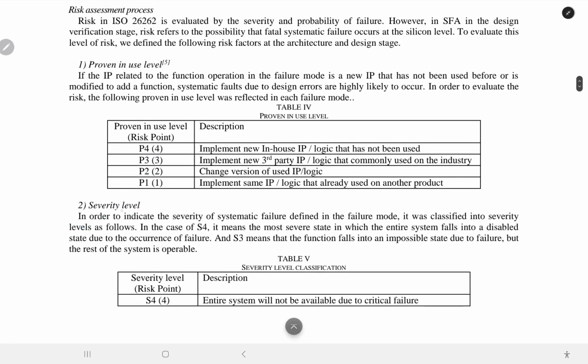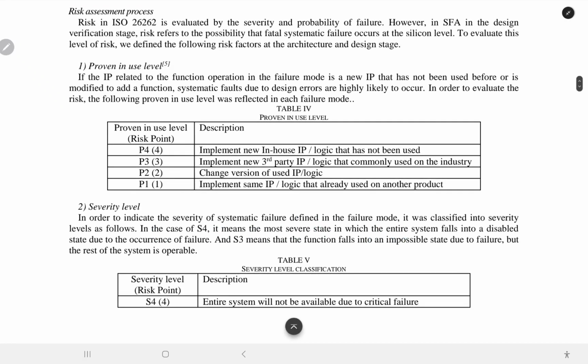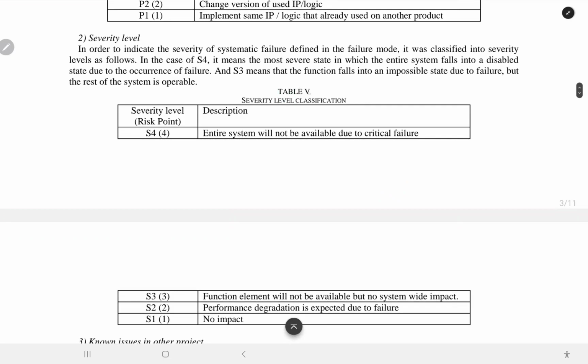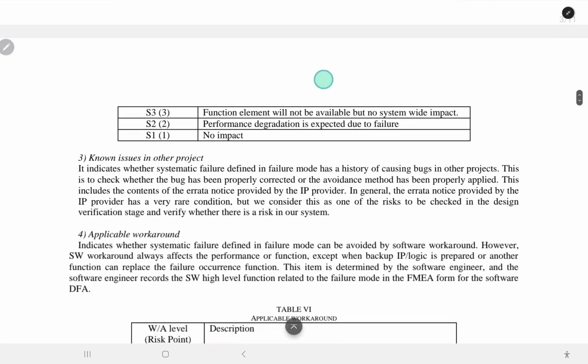2. Severity level. In order to indicate the severity of systematic failure defined in the failure mode, it was classified into severity levels as follows. In the case of S4, it means the most severe state in which the entire system falls into the disabled state due to the occurrence of the failure. And S3 means that the function fails into an impossible state due to failure, but the rest of the system is operable. Table 5, severity levels classification.